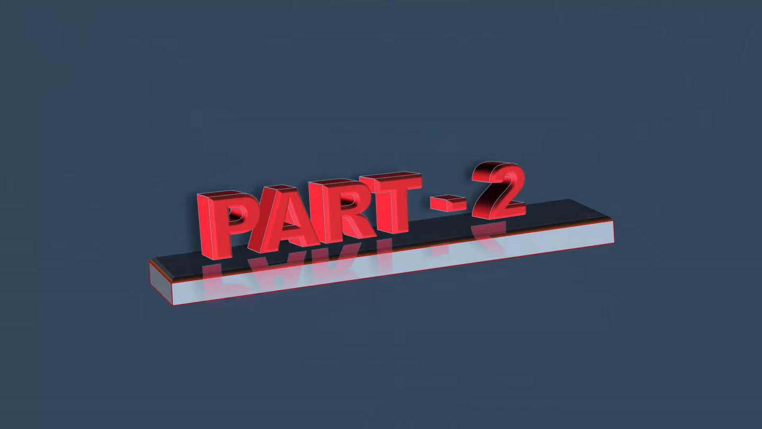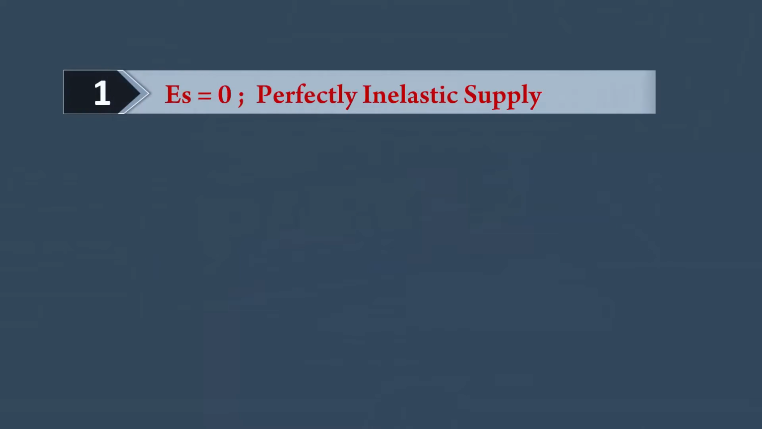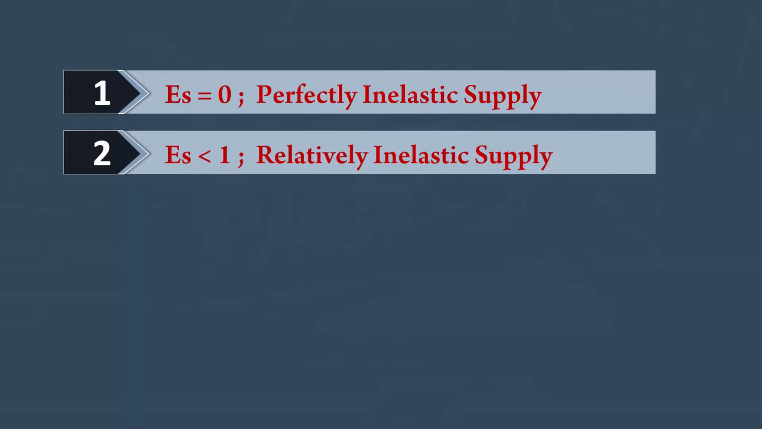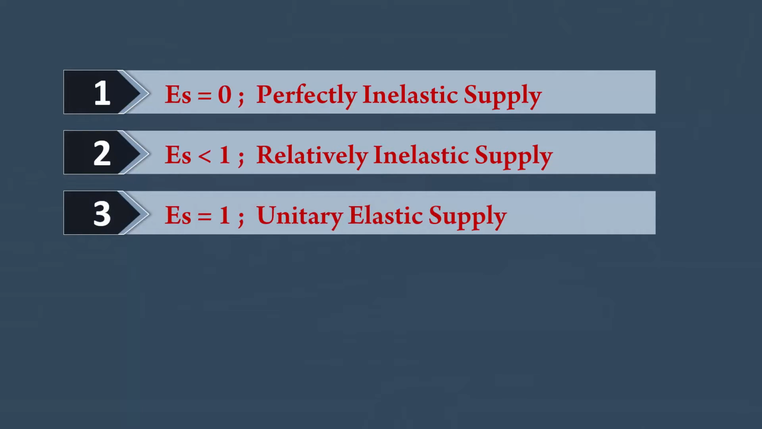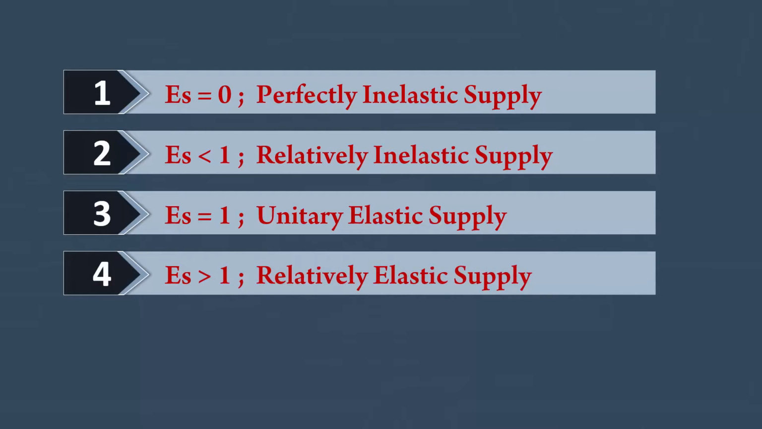Part 2. We are likely to get different results when we solve problems. How are they to be interpreted? We shall see that. Elasticity value 0: perfectly inelastic supply. Elasticity value less than 1: relatively inelastic supply. Elasticity value equal to 1: unitary elastic supply. Elasticity value greater than 1: relatively elastic supply.